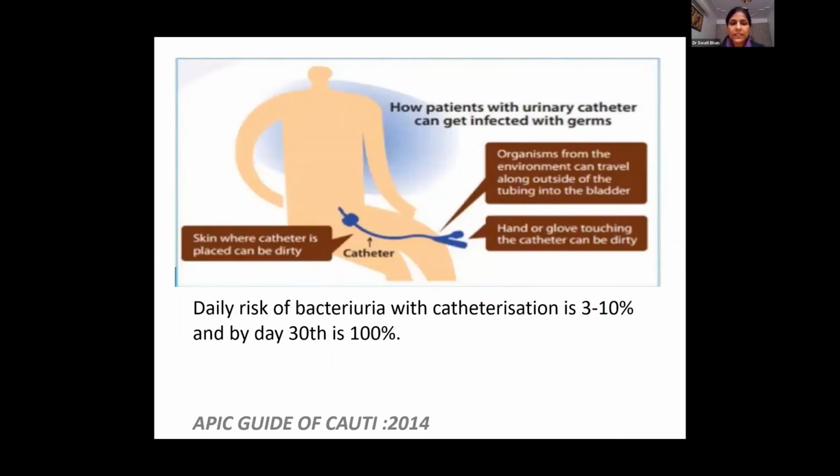Firstly, asepsis has not been maintained, where the skin where the catheter is placed can be dirty. So organisms from the environment can travel along the outside of the tubing into the bladder, and if a hand or glove touches the catheter directly and antisepsis has not been maintained, then it is a source of infection.